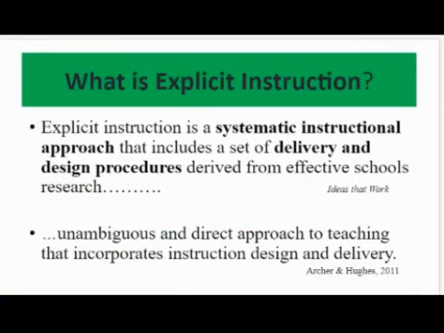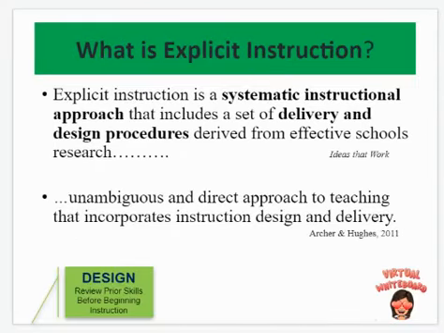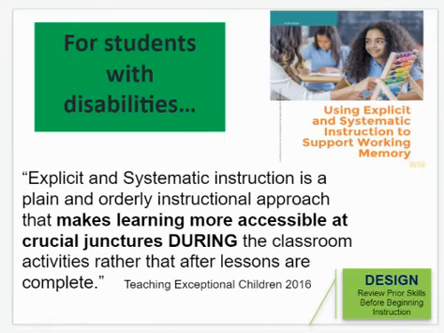If you are not familiar with explicit instruction, be aware that it really is systematic instruction. It's an approach that includes a set of delivery and design procedures derived from research. It really is engaging students throughout the entire day. It is not sit and get, it is not telling, it is asking. It is creating an environment that is predictable. And so there are, like I said, 16 elements, and we're going to think about what the benefits are for general education and special education.